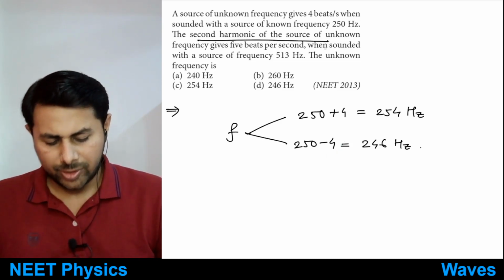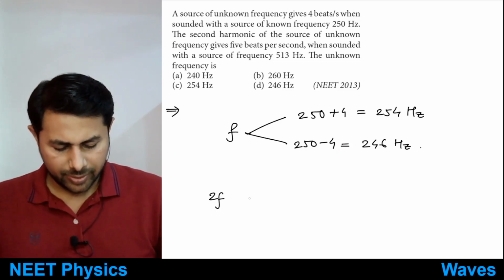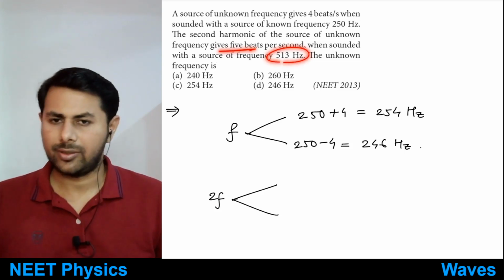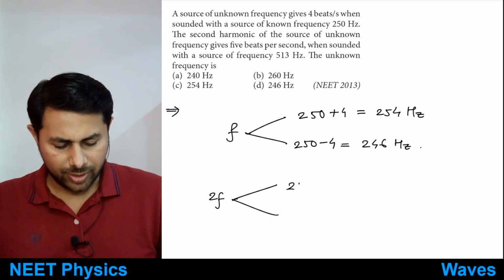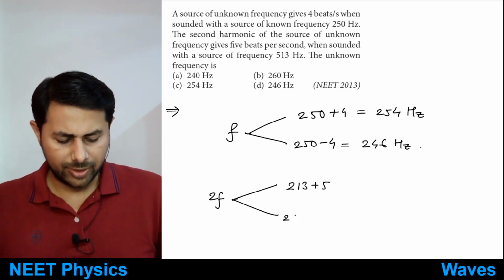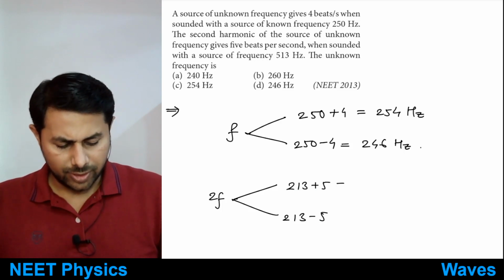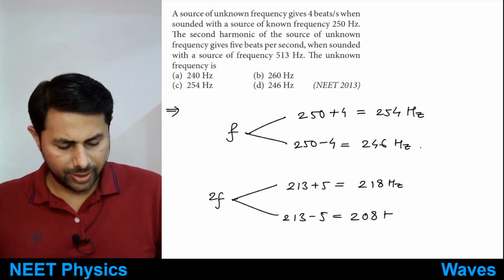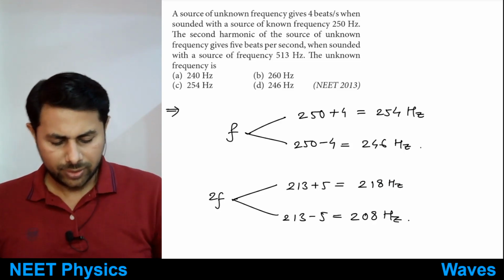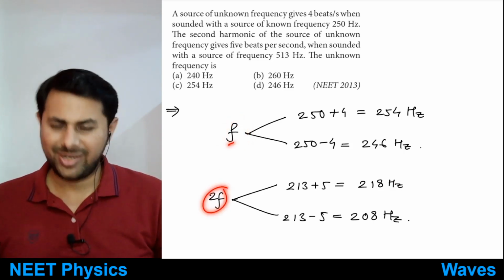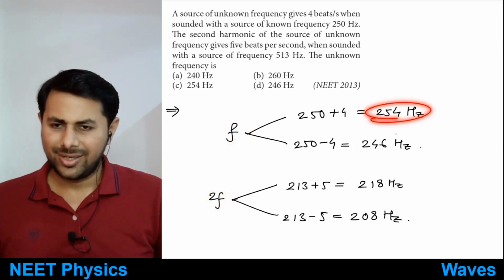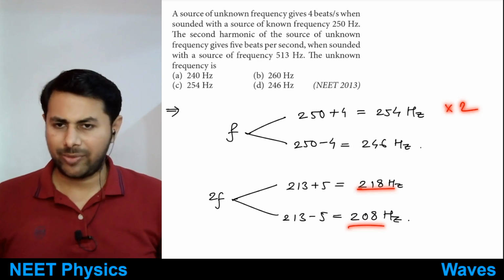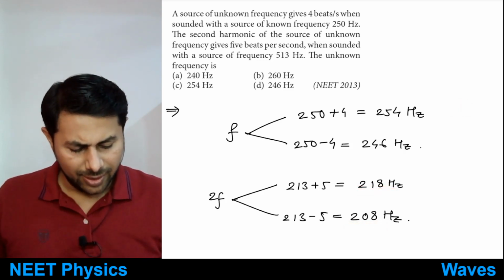Then the second harmonic of the source, so 2f, gives 5 beats with 513. So either it should be 513 plus 5 or 513 minus 5. So this gives 518 Hz, this one gives 508 Hz. Now 2f must be twice of f, so if you take twice of f, it should match one of the values of these two, right? So which one matches?